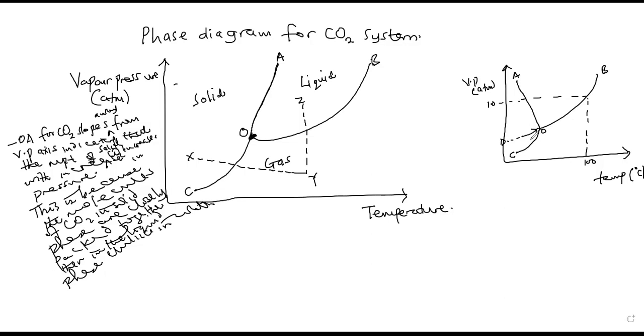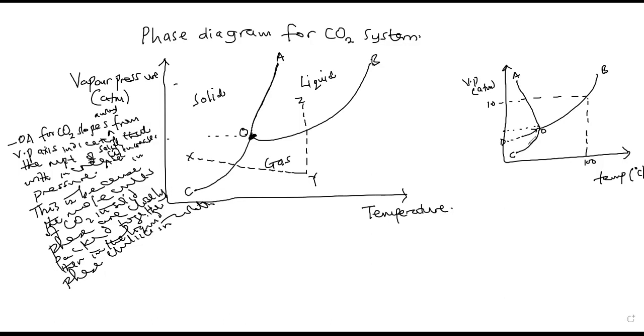For water, you can see that the triple point is here, so the vapor pressure is here. And for this case, the vapor pressure is higher at the triple point. On comparison, when you're looking at the vapor pressure at which the triple point occurs for carbon dioxide, it occurs at a higher vapor pressure than that of water. Remember, we said that the triple point is that point where all three phases coexist in equilibrium.